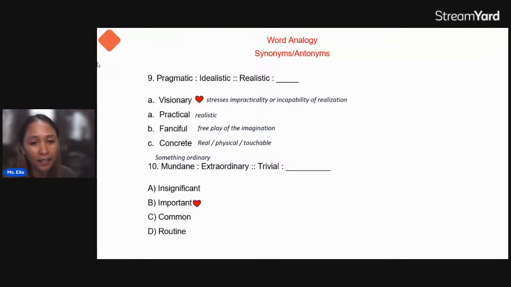Extraordinary, right? Now, for trivial, what is trivial? So trivial is of little importance, like not really important. So what's the opposite of trivial? That means important, not insignificant, because insignificant is similar with trivial, little importance. And common is similar with mundane, something ordinary. Routine is the routine of something or the activity that you usually do, right? So that means letter B, important, is the opposite of the word trivial.